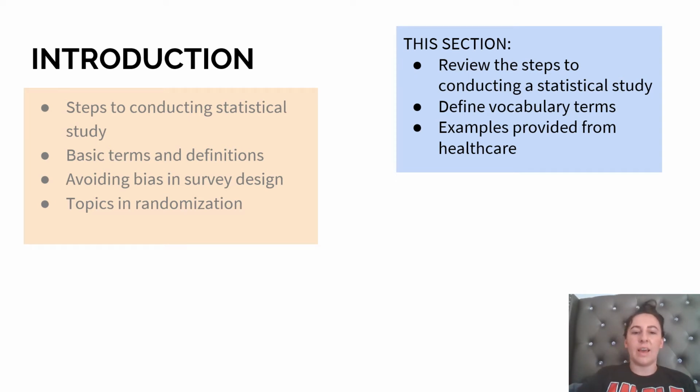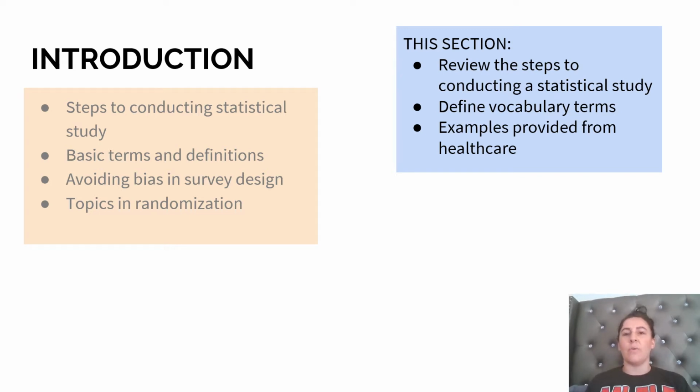Okay, so what we're going to look at in this section is what are the steps in conducting an actual statistical study, or really a science experiment. That's mostly what this is. So we'll see where statistics really fits into an actual study and what the steps are going from the beginning of the study to the very end. Basic stuff. Then we're going to look at some more basic terms and definitions, and we're going to talk about what bias is, and then we're going to look at different topics in randomization.